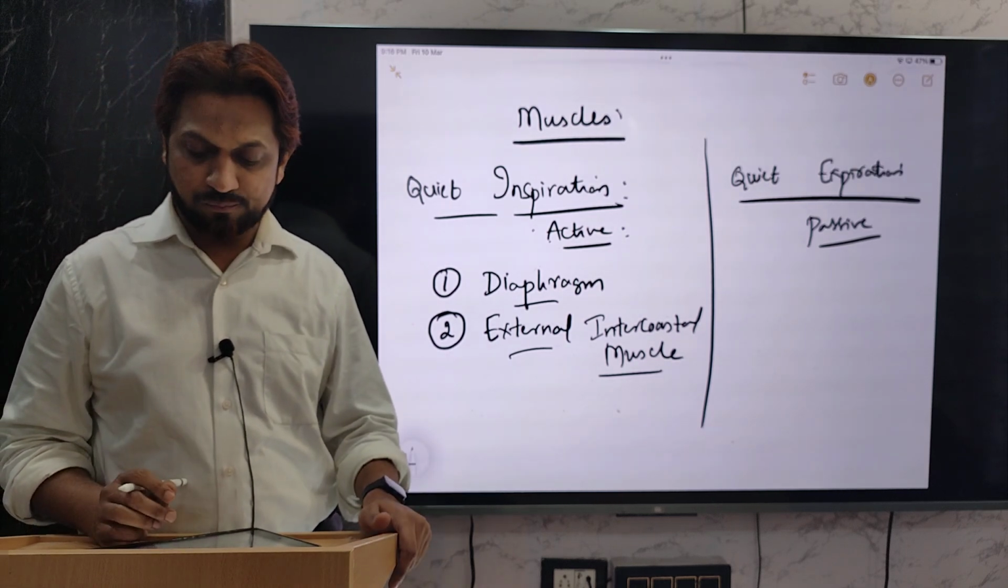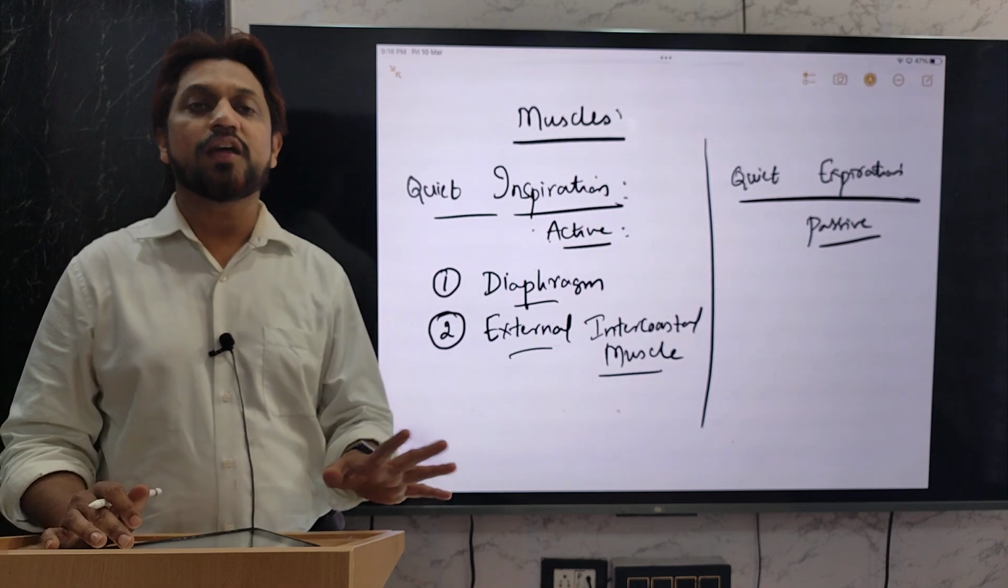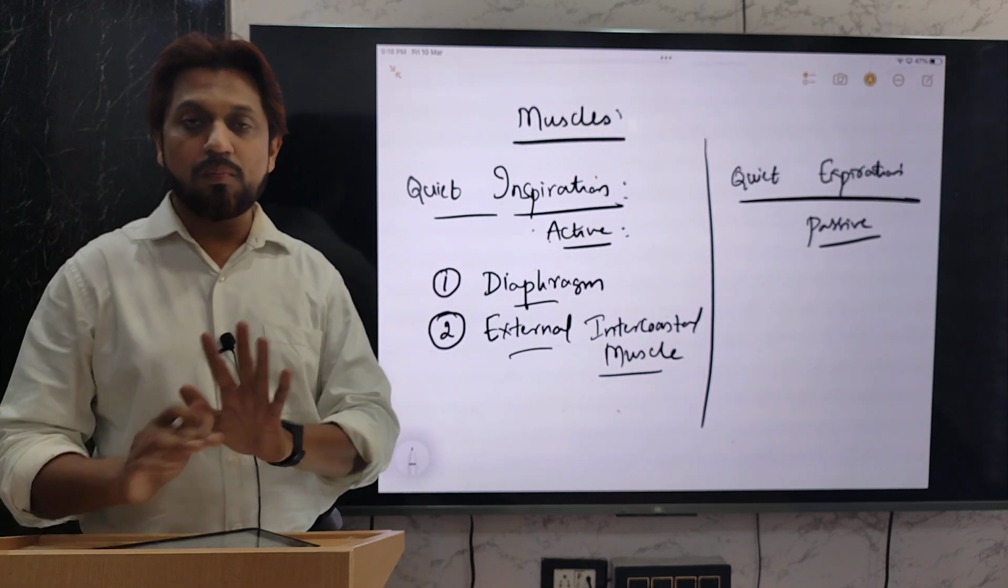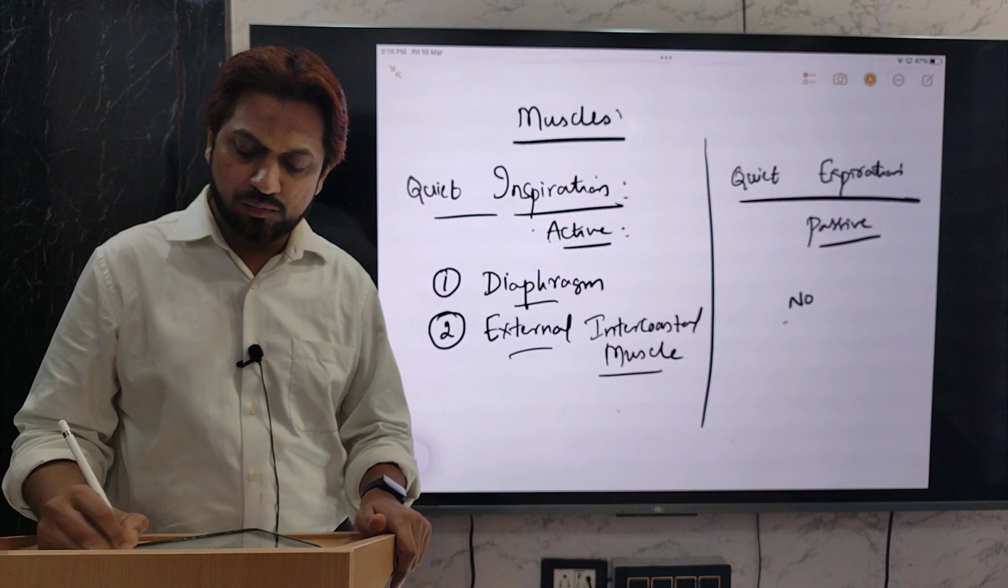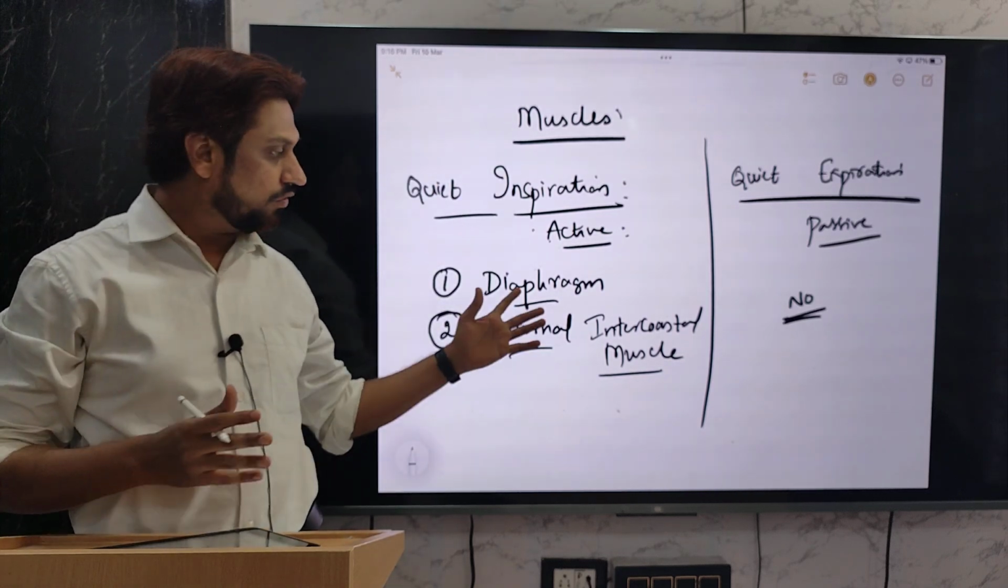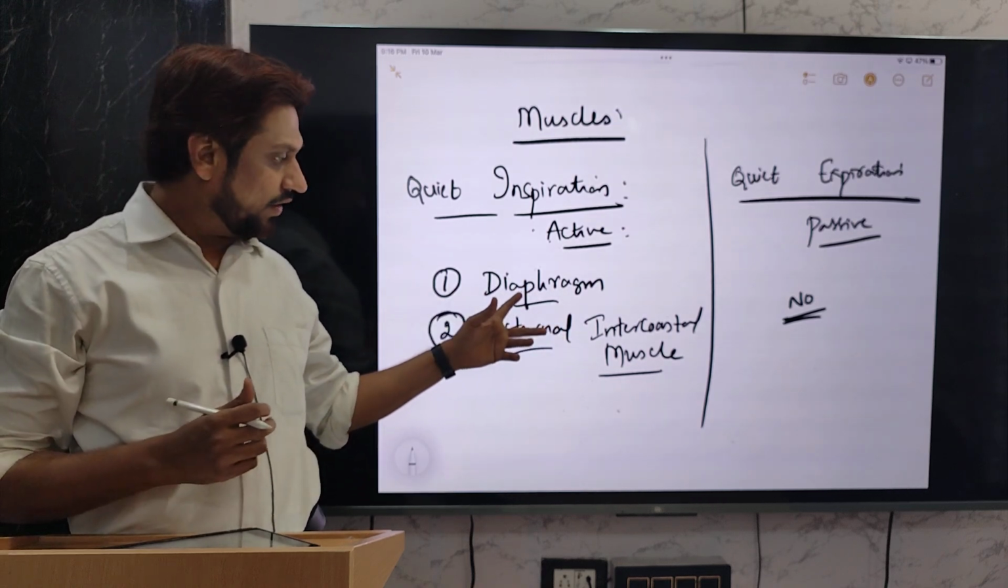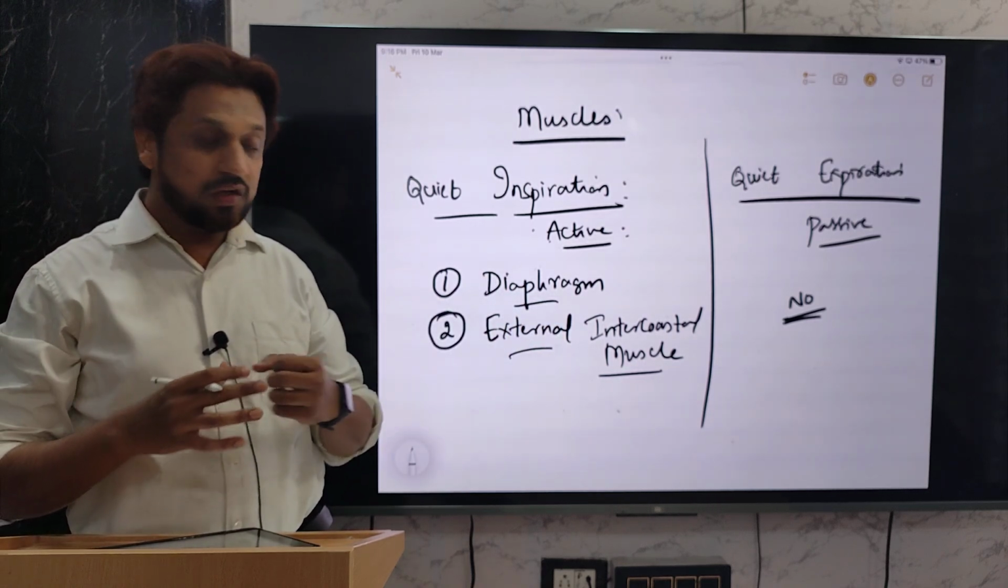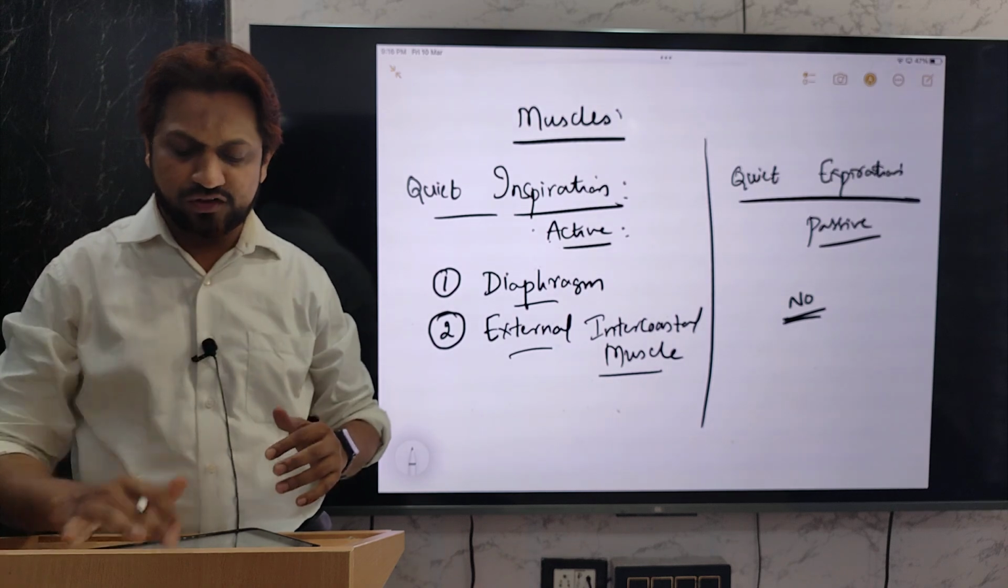of inspiration. Whereas during quiet expiration, no muscles are involved. Literally no muscles are involved, since it is a passive process and it is brought about by the relaxation of these muscles. So how exactly do diaphragm and intercostal muscle contraction cause inspiration? Let us discuss now.